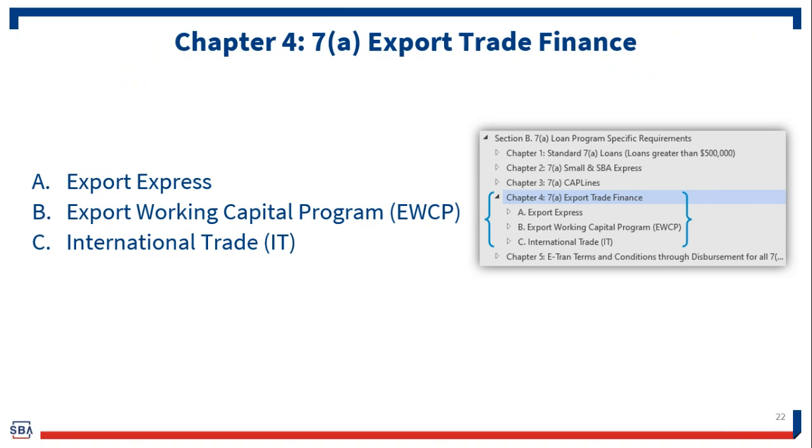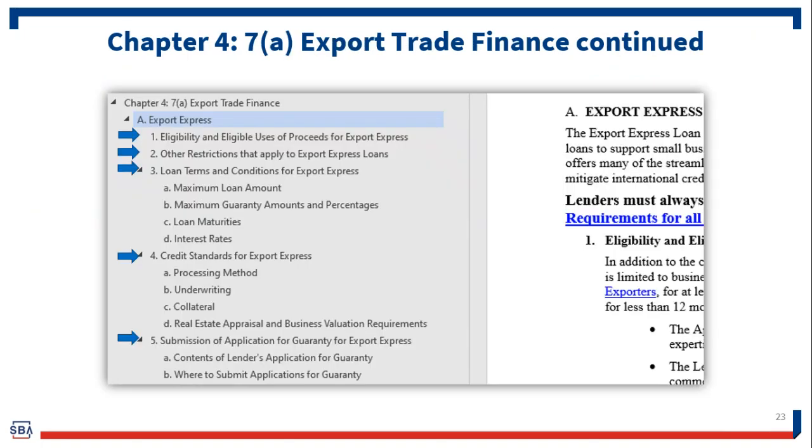The 7A Export Trade Finance chapter contains the 3 types of export trade finance programs: Export Express, Export Working Capital Program, or EWCP, and International Trade. The 7A Export Trade Finance delivery method sections are formatted consistently with all the 7A delivery methods. They start with eligibility and go through submission of application.